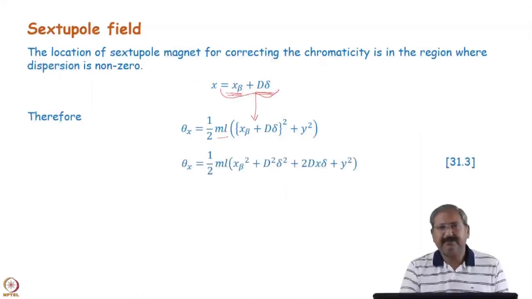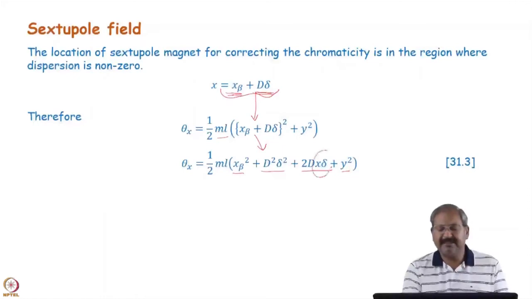In the vertical plane there will be no dispersion, because we are considering that bending in the synchrotron takes place in the horizontal plane only, and dispersion will be only in the plane of bending. So we have only horizontal dispersion in the case of a synchrotron in general. Due to imperfections there may be vertical dispersion also, but in this course we are not considering imperfections in the lattices; we are considering only perfect lattices. So when we open this bracket, we will have x betatron square, D square delta square, and 2D x delta, and y square.